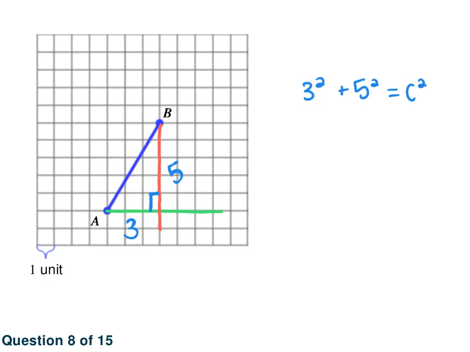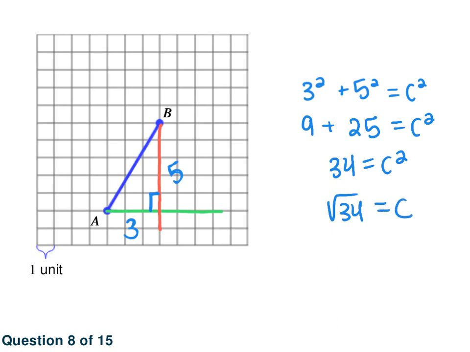So now at this point we're just doing the algebra. So 3 squared is 9 plus 5 squared is 25. That equals c squared. 34 equals c squared, but I need to know what c is, so I'm going to do the square root of that. So I have the square root of 34 equals c.